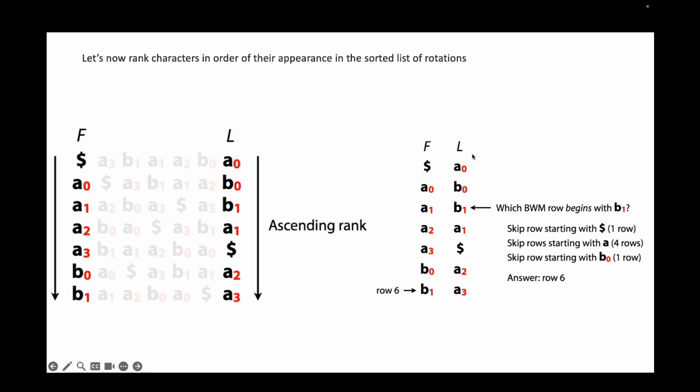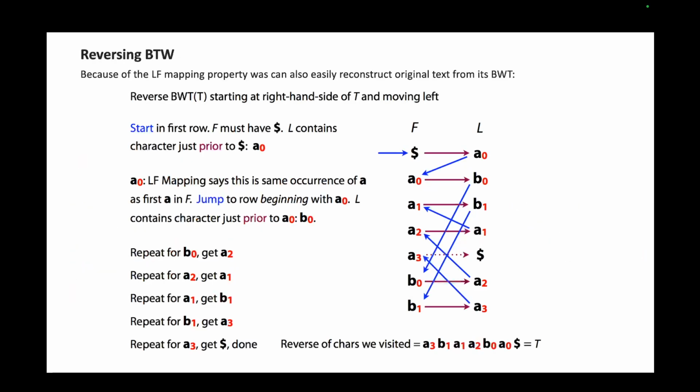This is how it looks. A0, B0, B1, A1, dollar, A2, and A3. What you need to find is which rows are actually present with those particular characters. So when you're trying to reverse the Burrows-Wheeler transform, starting on the right-hand side of T and moving left.